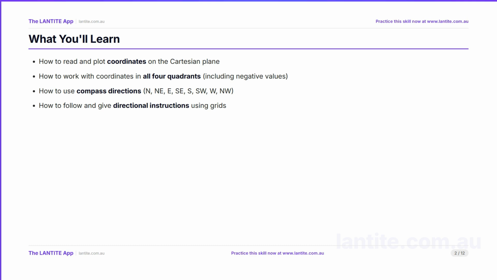By the end of this lesson, you will be able to read and plot coordinates on the Cartesian plane, including in the four quadrants where x and y values can be negative. You will know the 8 main compass directions and how to use them to describe position and movement. And you will be able to follow and write directional instructions to navigate around grids and simple maps.